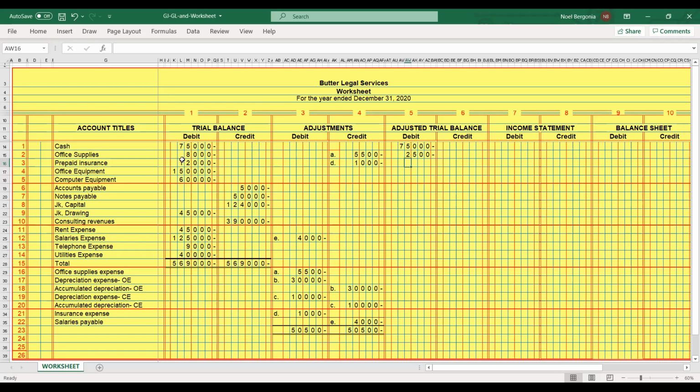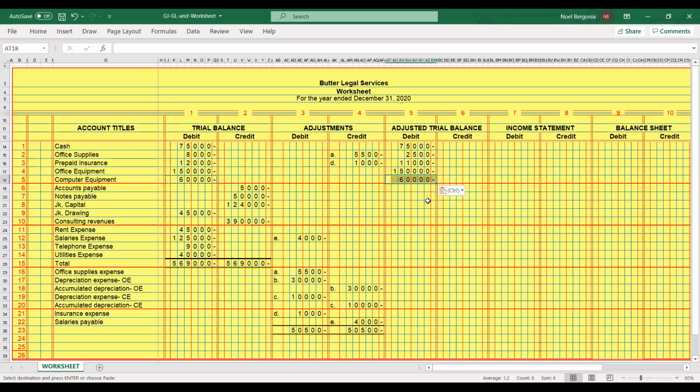Okay, then prepaid insurance, same din, debit na, na 12,000, tapos adjustments na is credit na 1,000, so we will have a remaining balance na mas malaki naman yung debit at 11,000. Okay? For office equipment, dahil wala namang pagbabago, then you just copy the 150,000. Okay? Tignan nyo lang maigi yung columns sa pinagsusulatan nyo class ha. Dapat it should be columns 5 and 6 already or referring to the adjusted trial balance na. Same with the computer equipment, no?